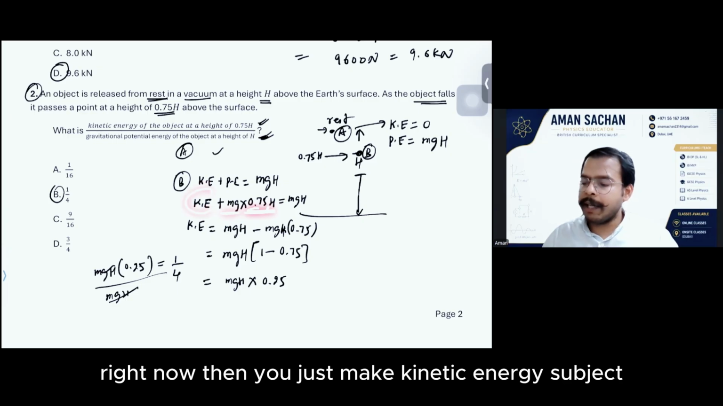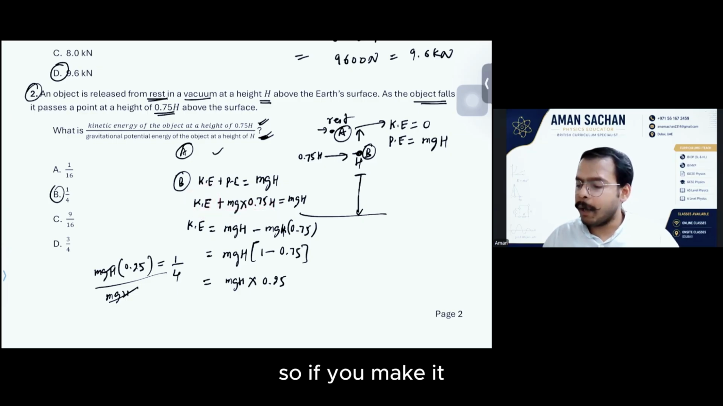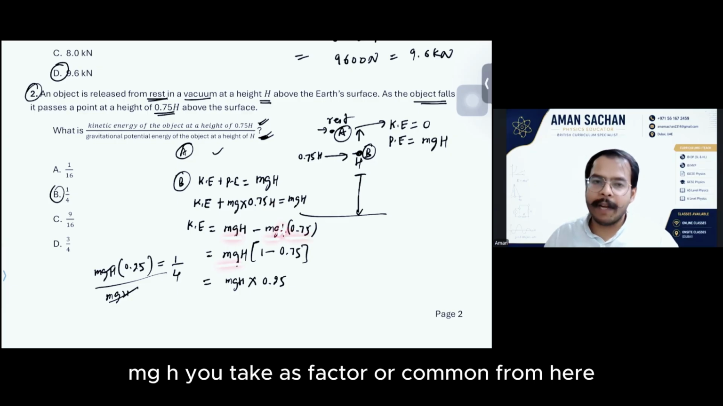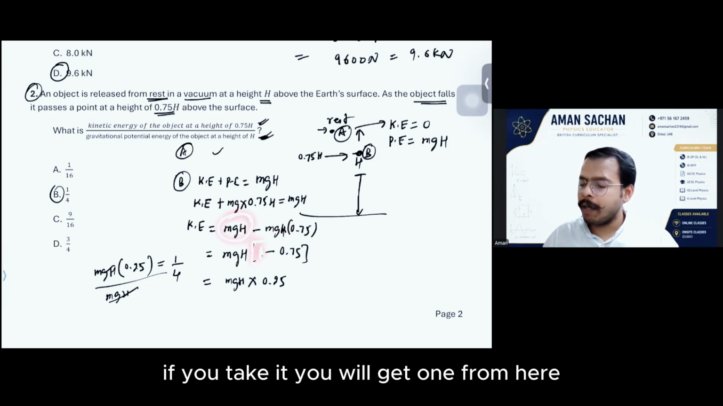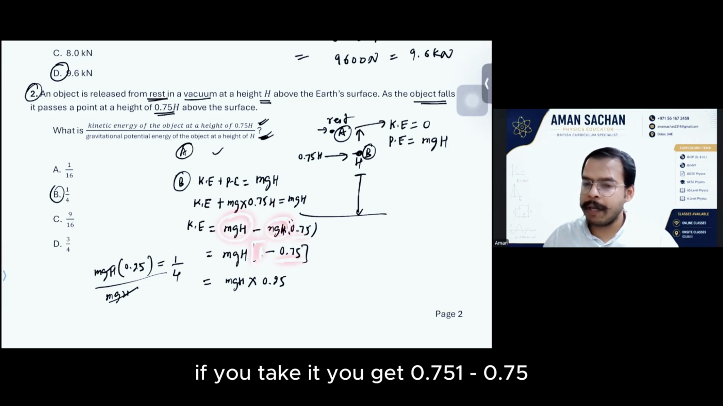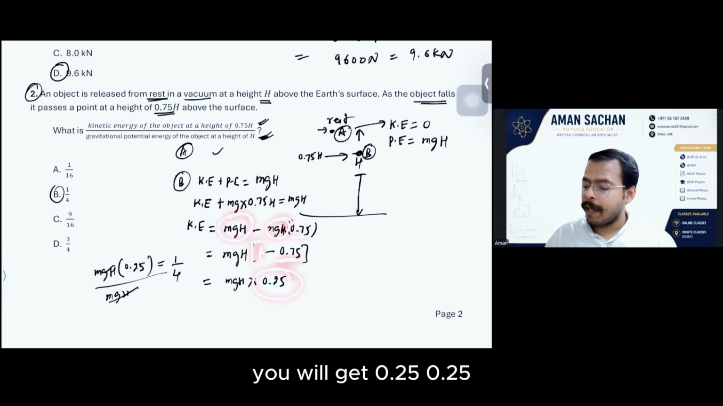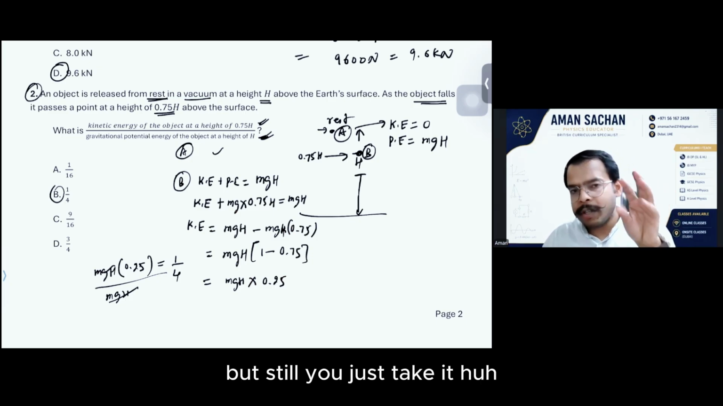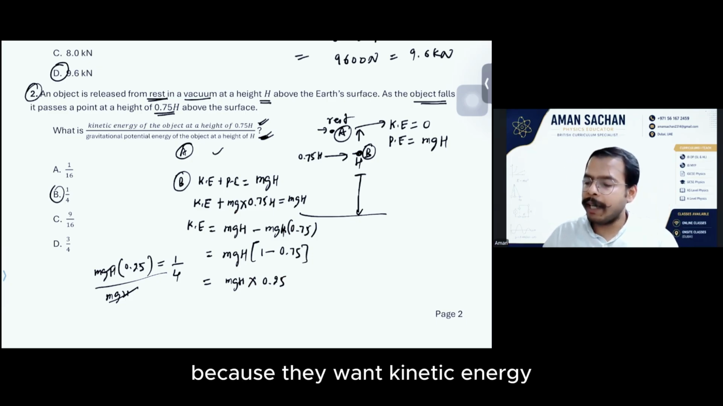Then you just make kinetic energy the subject. So you will get mgh minus mg times 0.75 h, right? mgh you take as a common factor. From here, if you take it, you will get 1. From here, you get 0.75. 1 minus 0.75, you will get 0.25. 0.25, if you know, is 1 over 4. But still, you just take it, because they want kinetic energy.